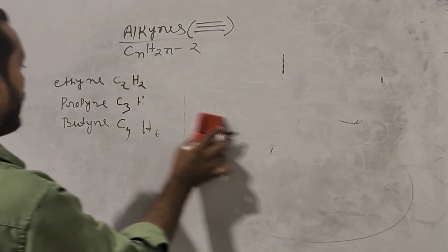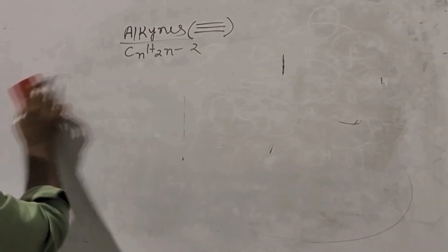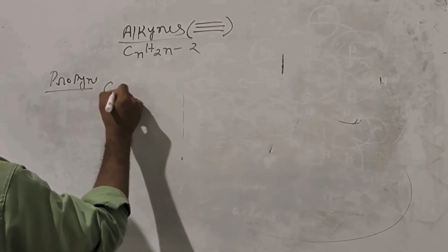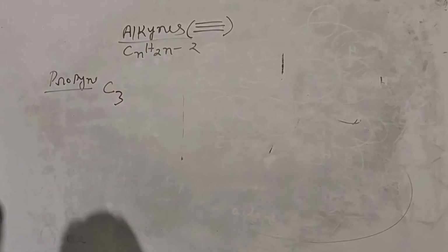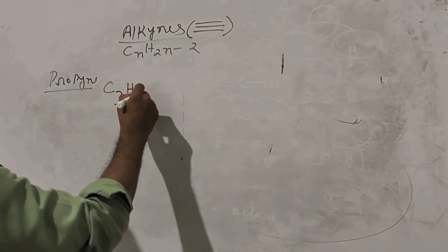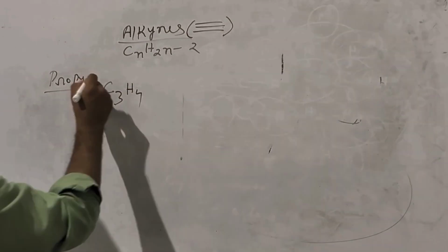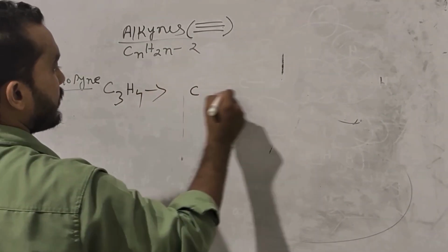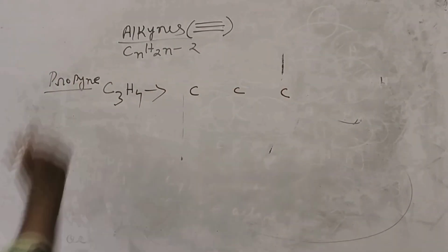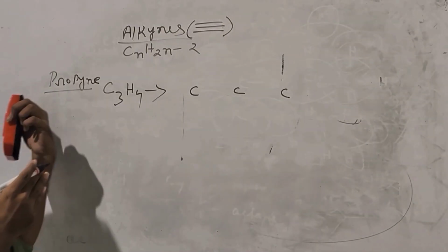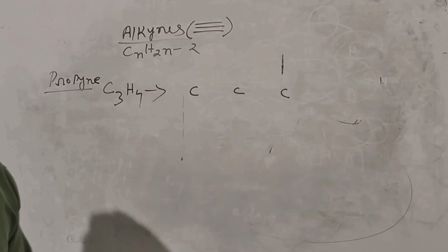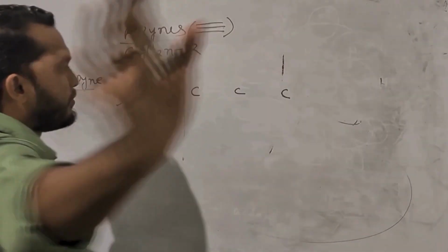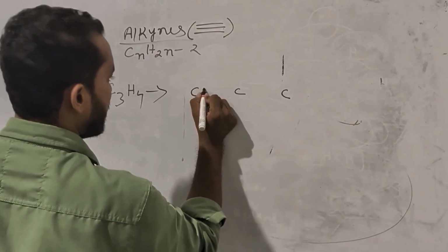Now I will show you one more electronic dot structure, of propyne. Propyne means what? 3 carbons, C3, and then H4. This is the formula of propyne. So here carbon is 3, so 1, 2, 3. Now, as before, as in alkenes, at least in one place I can put the triple bond. If you put it between these 2 carbons, no issue. Okay, so let me put it here.